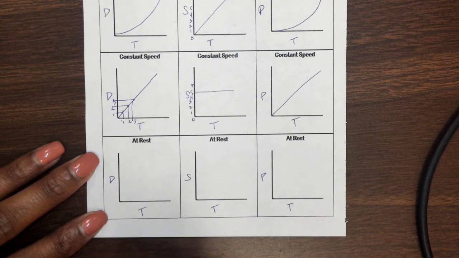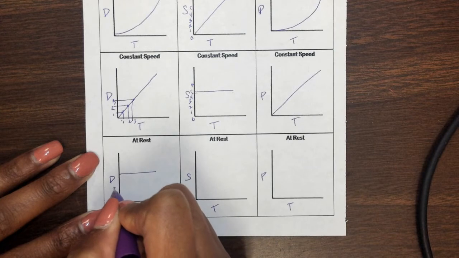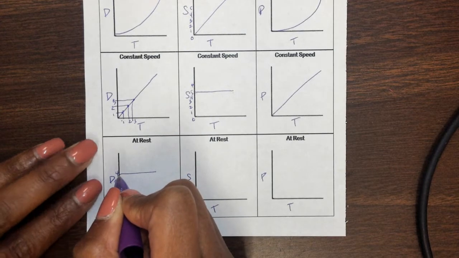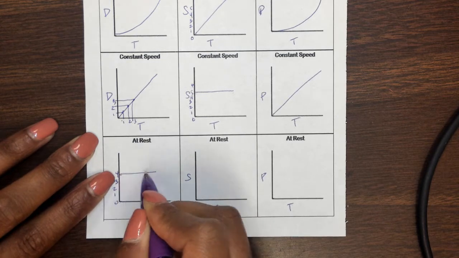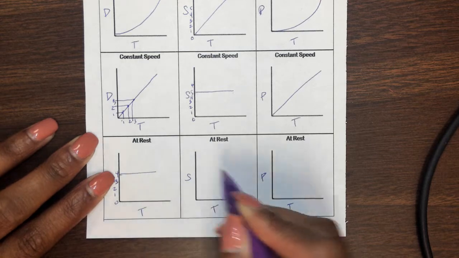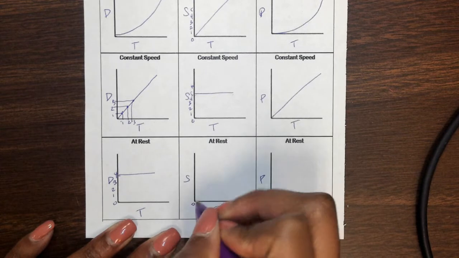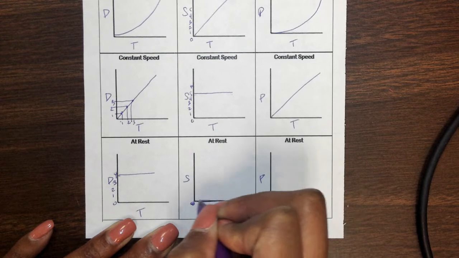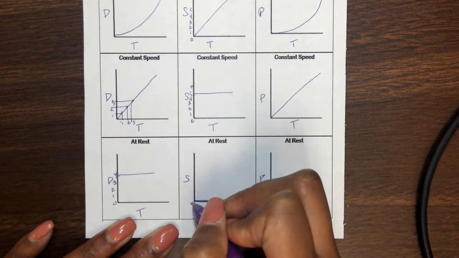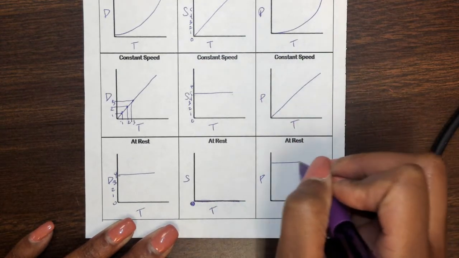When an object is at rest on a DT graph, it's a straight line anywhere, because that means that my distance is not changing. So this person stayed at 4 meters for this entire amount of time. The distance did not change. For you to be at rest on a speed graph, well, your speed has to be 0, which means I have a straight line at the bottom. And you may not be able to see it, but it's there. That means that my speed is 0. I'm not accelerating. I'm not moving at all. I'm stationary.